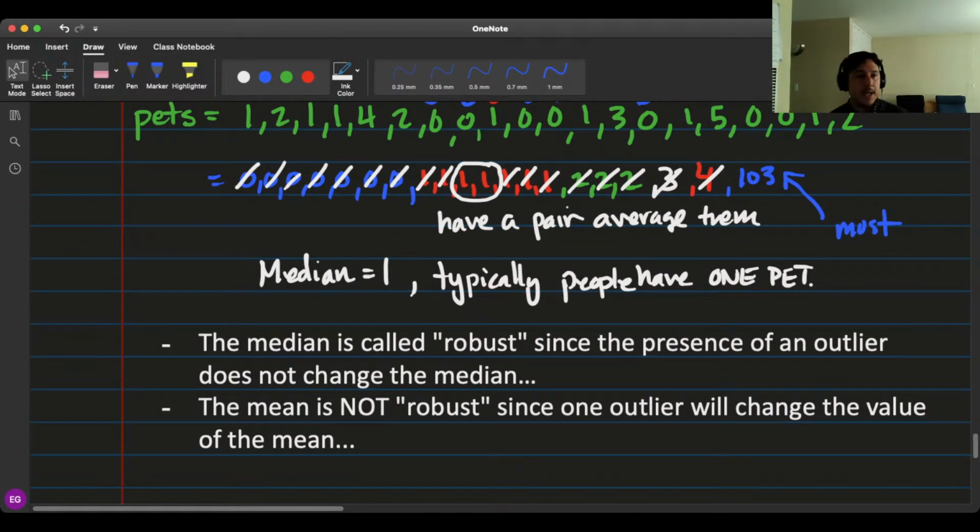Okay, so the median has this special property. If there's an outlier, it doesn't care, basically. It will stay the same. You could take the 5 and turn it into 103, nothing changes. But the mean would change if you changed the 5 to 103 or something like that.